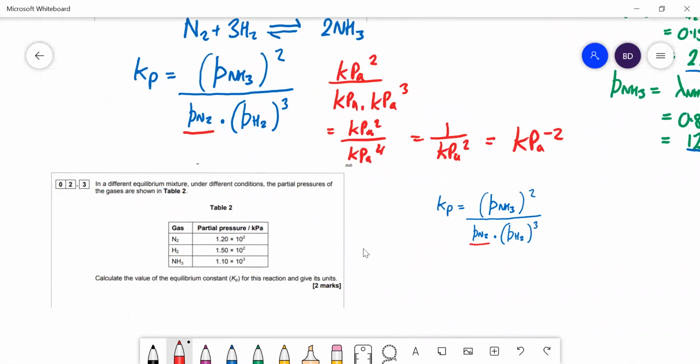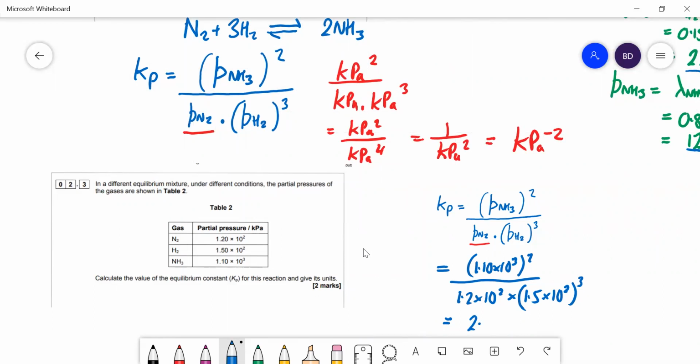Well, it's just a matter of putting the numbers into your calculator correctly, which is sometimes easier said than done. And I often make mistakes doing it, so be really careful. But if you put those numbers in, you will get an answer of, so let's see, ammonia, that's 1.1 times 10 to the 3 squared, divided by the partial pressure of nitrogen, 1.2 times 10 to the 2, and then the partial pressure of hydrogen, 1.5 times 10 to the 2, and that's got to be cubed. Put all those numbers in, you get 2.99 times 10 to the minus 3, and as we said earlier, you can round that up to 3.00. The unit's going to be kilopascals to the minus 2. Okay, so there's that question on Kp.